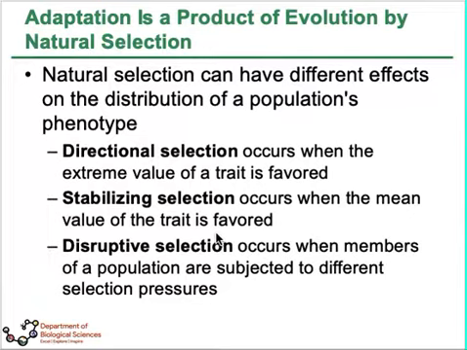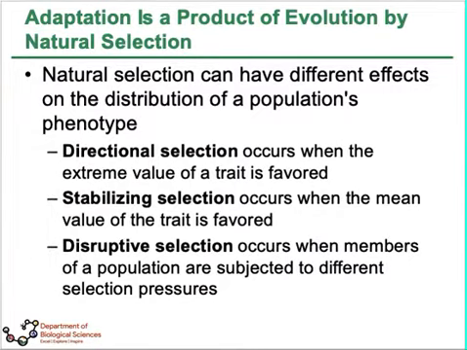Okay, and you have disruptive selection, which occurs when members of the population are subjected to different selection pressures. This type of selection is responsible for the creation of new species, or what we call speciation, since they are adapted or subjected to different selection pressures.